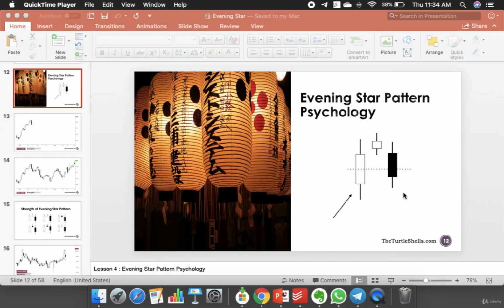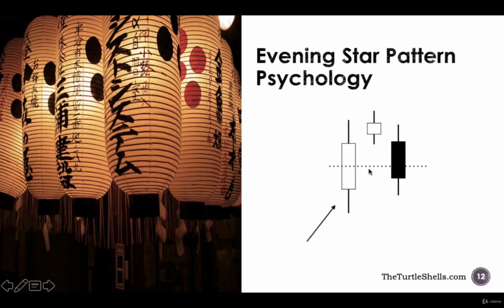Alright, now let us have a look at the psychology behind how the evening star pattern becomes a resistance and why it results in a downtrend in prices. Remember, the reversal pattern does not mean that the trend will reverse. It just means that the prior trend will be ending. Okay? So, first candle is a tall white real body which indicates a very strong bullish momentum. So the bulls are very happy.